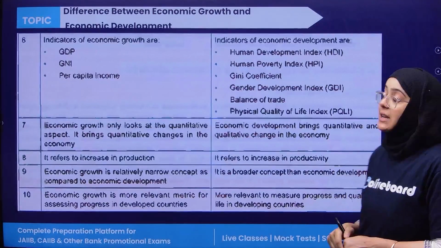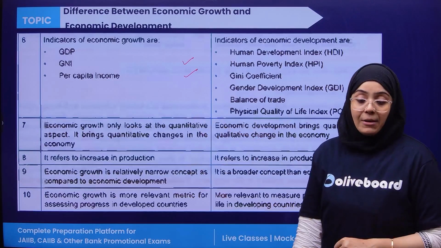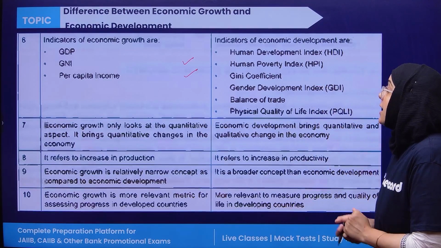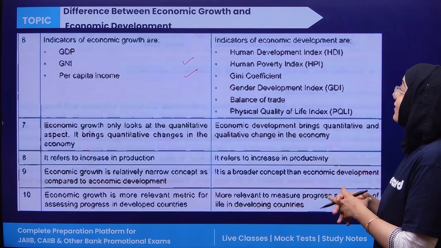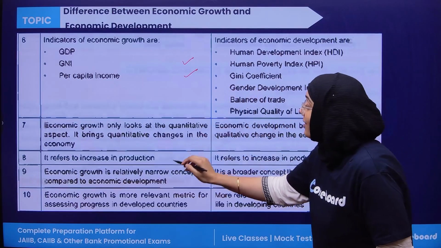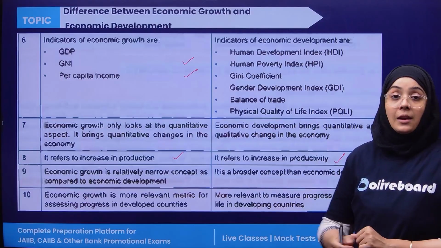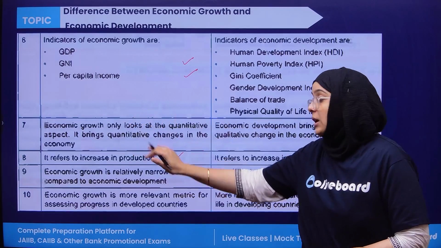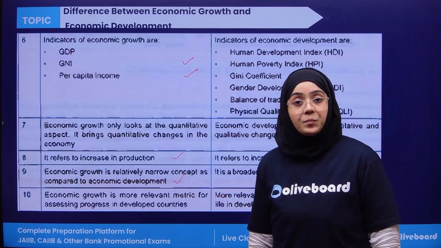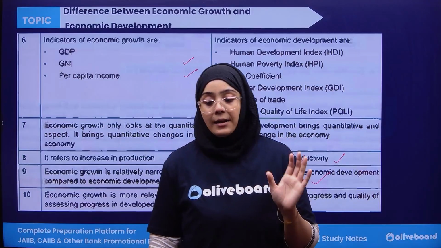Now, if we talk about indicators, economic growth indicators are like GDP, GNP, per capita income, whereas indicators of economic development are like the human poverty index or human development index, etc. Growth generally leads to an increase in production. It helps in the increase in productivity. It is single dimension, so it is a narrow concept. Development is a broader concept. Clear? So this is the difference between economic growth and development.